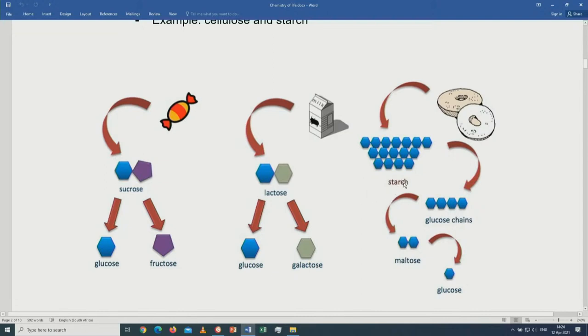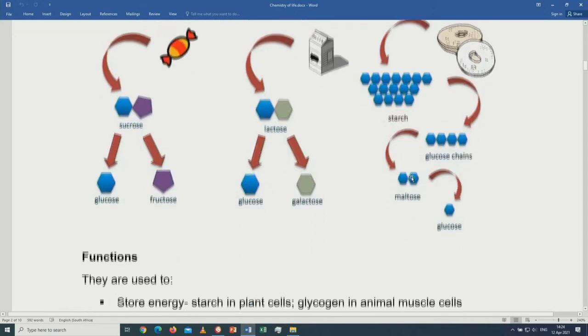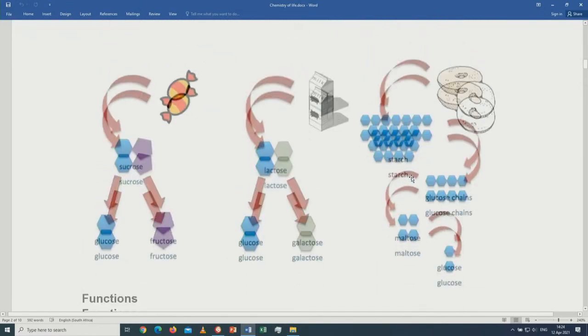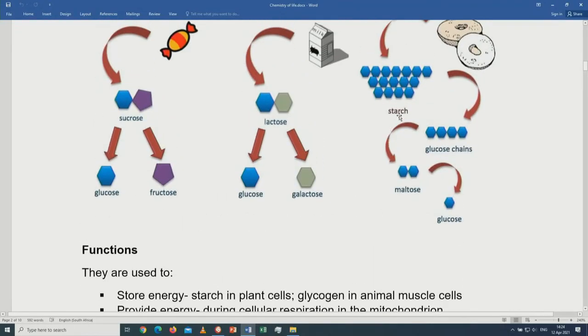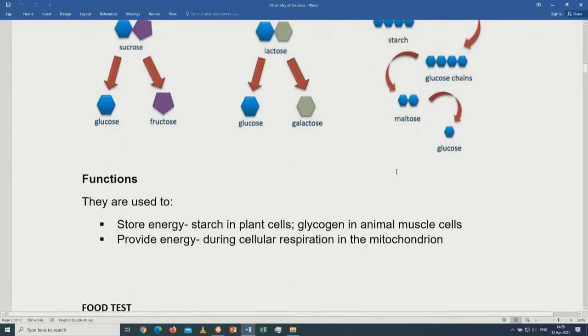And then we have an example of a starch as a polysaccharide. As you can see, it is made up of more than two sugar molecules. The sugar molecules here are many. So it's a polysaccharide. Remember I said examples are starch, cellulose, and glycogen.